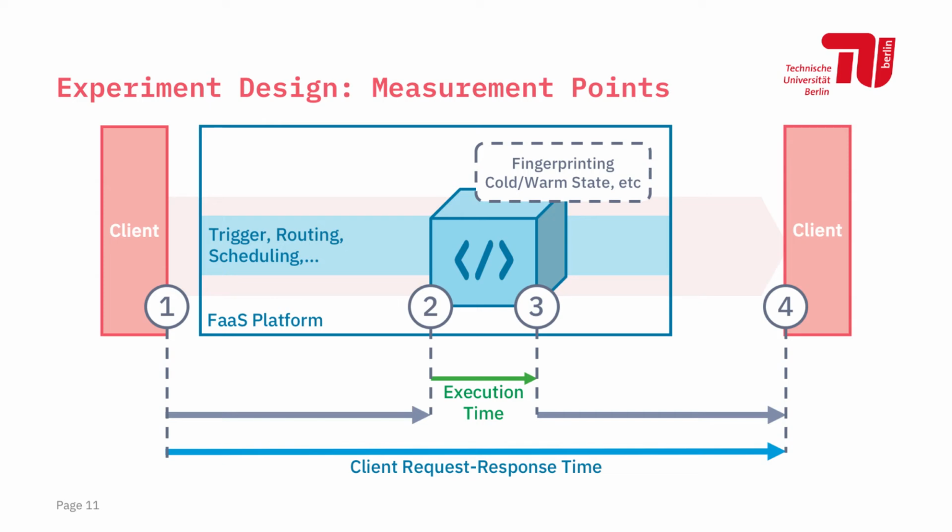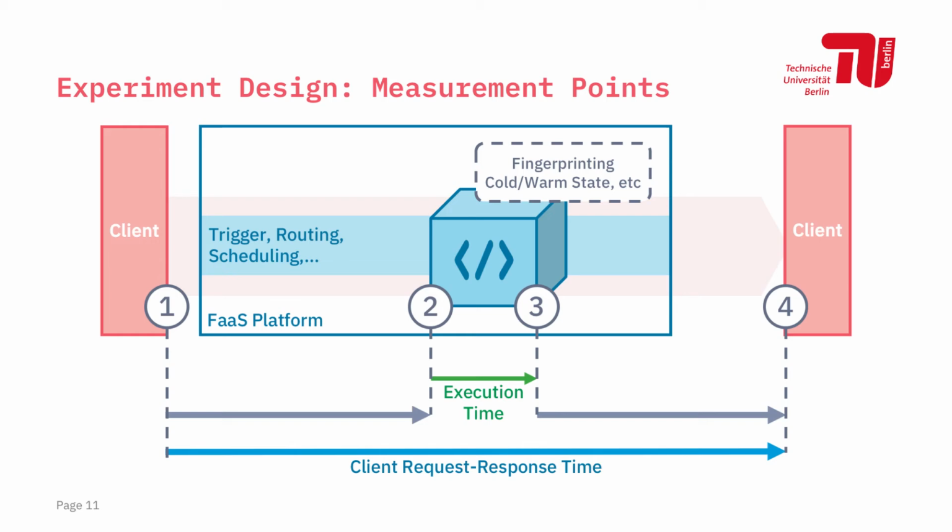The time between 1 and 2 is the time it took the FaaS platform to deploy the function, to route something, to do scheduling, and so on. And we refer to this time in the paper as provider latency. And we were also interested if this changed during volatile workloads, of course.